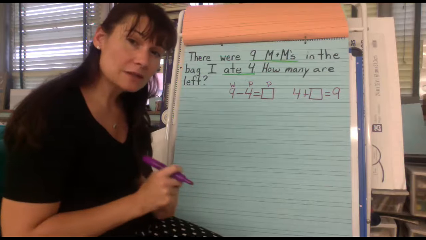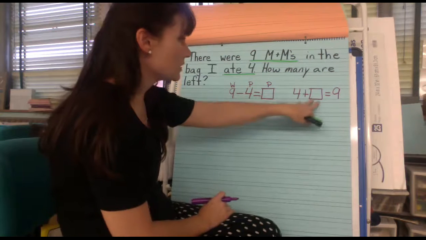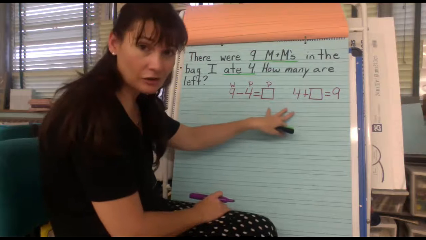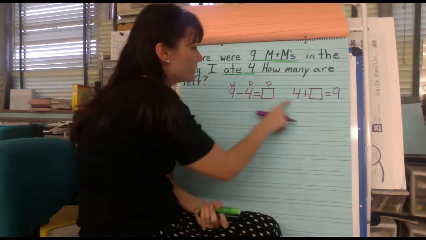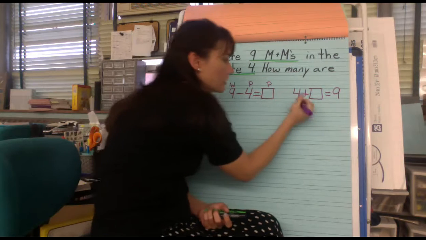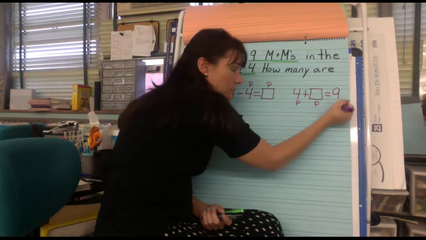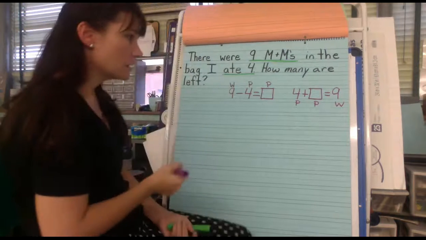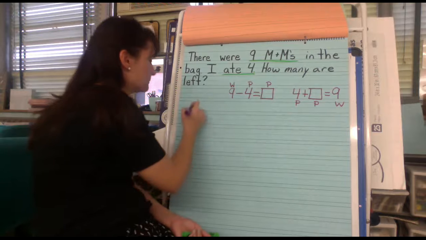Sometimes subtraction is a little harder than addition. So if you can use your counting on and counting back together, it'll help you solve. So, if 9 minus 4 equals my part, then my part plus my part equals my whole. So again, I'm going to use a number line to help me solve this.